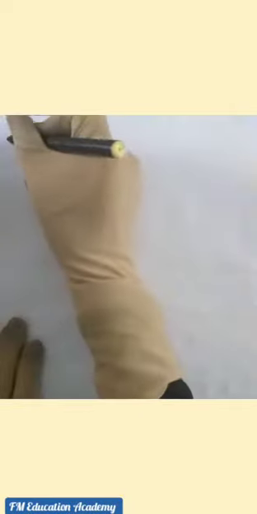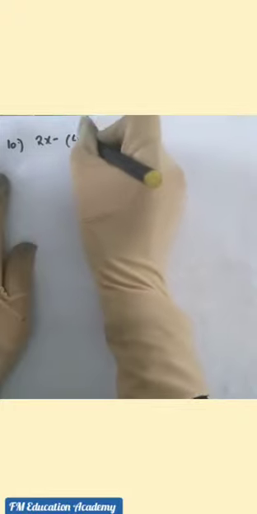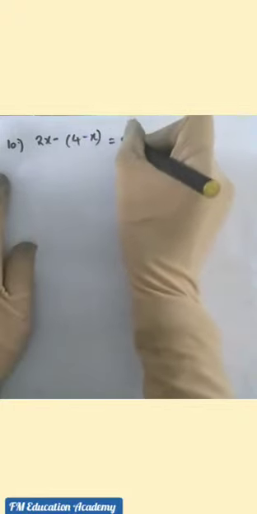10th question. The value of x which satisfies the equation 2x minus 4 minus x is equal to 5 minus x is. Means in place of x we have to substitute the different values and see in which value we get LHS is equal to RHS. Okay, so let us substitute one by one and see. So what is my equation here? Here my equation is 2x minus 4 minus x is equal to 5 minus x.